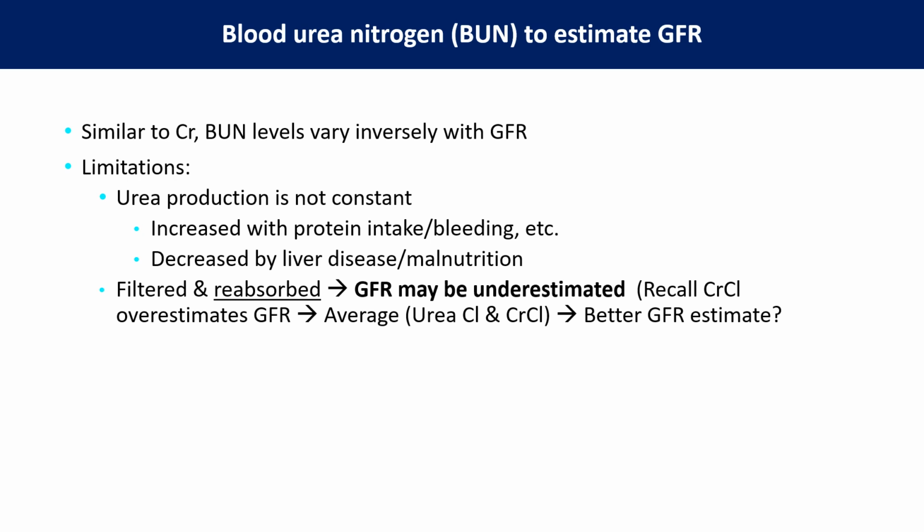BUN is filtered and reabsorbed. This means that if we estimate our GFR based on urea clearance, the GFR will be underestimated. Recall that the use of creatinine clearance overestimates GFR. In the past, we often just averaged creatinine clearance and urea clearance and used the average value as a relatively better estimate of GFR.